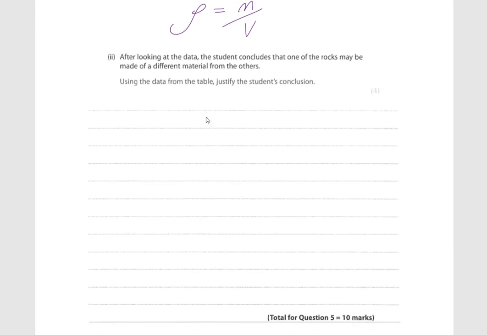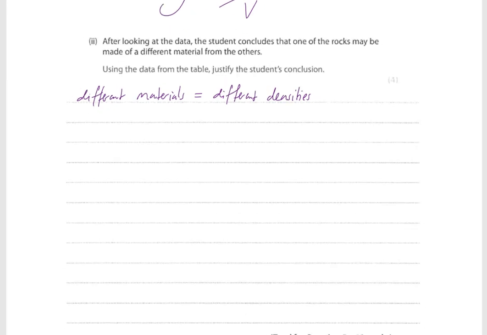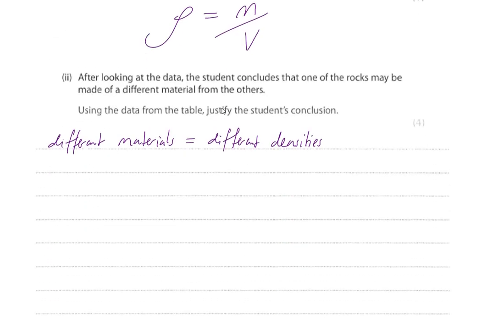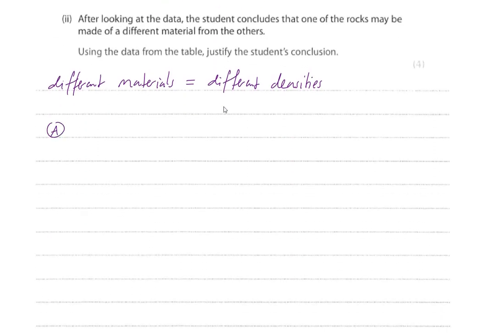Which one's different? So what we're going to do here is, different material is equal to different densities. Because so far we've been calculating densities, this means that different materials will have different densities. So what we need to do is work out the density for A, B, and C. So for A, we need to work out density. B, we need to work out density. C, we need to work out density.